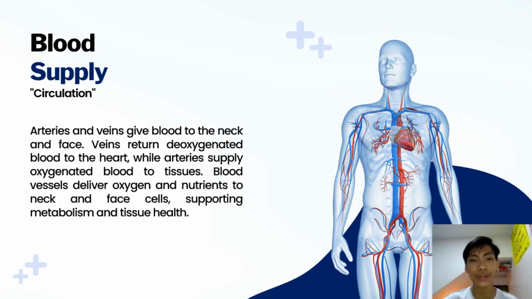Another main point of the relationship is the blood supply, or also known as circulation. Arteries and veins give blood to the neck and face. Veins return the blood to the heart, while arteries supply oxygenated blood to the tissues. Blood vessels deliver oxygen and nutrients to the neck and face cells, which supports metabolism and tissue health.